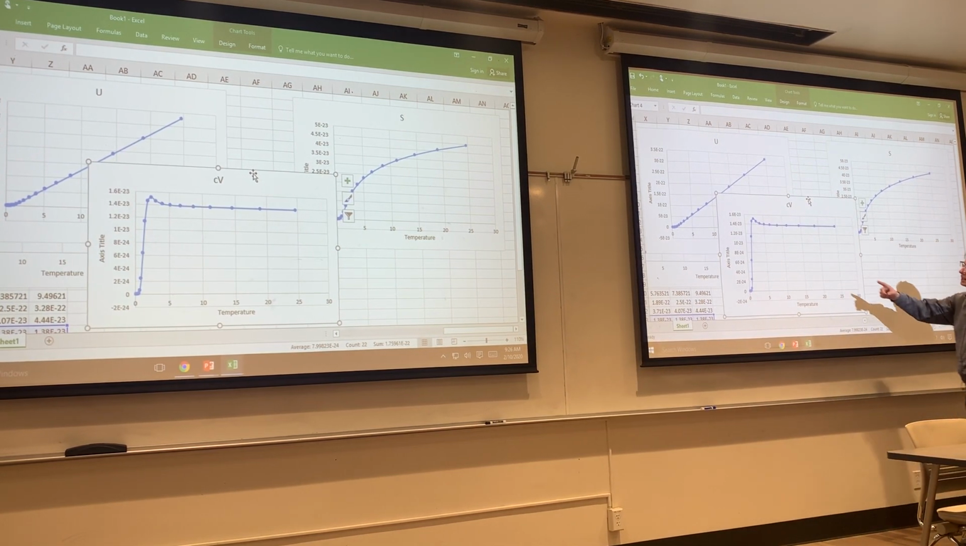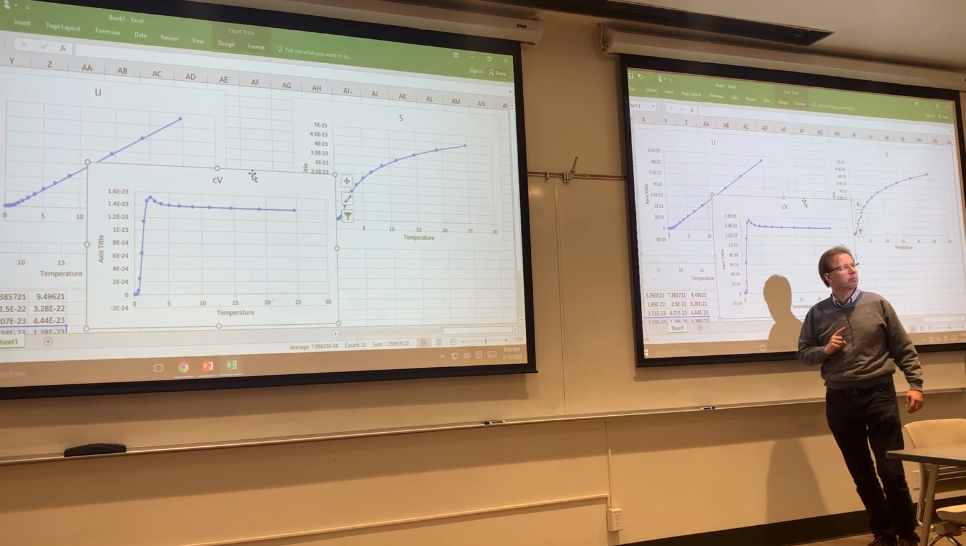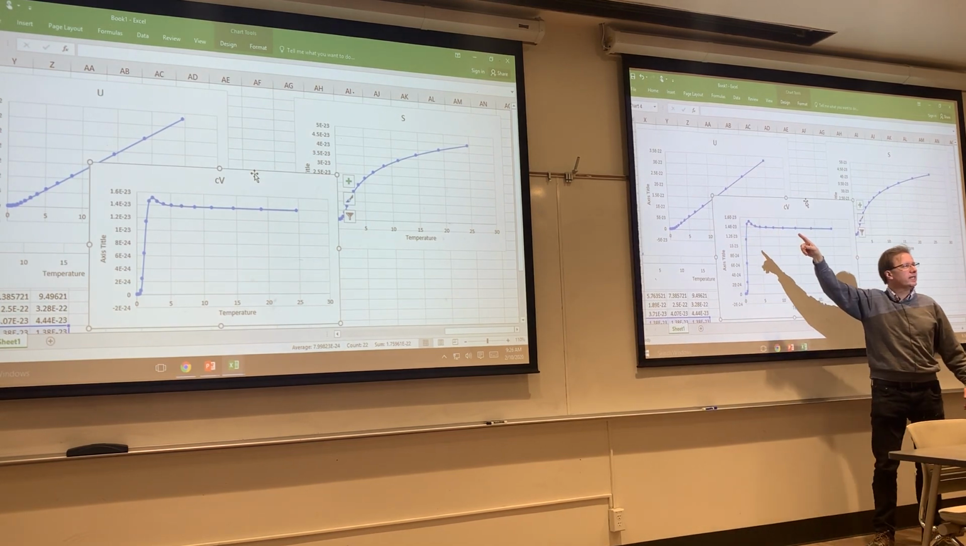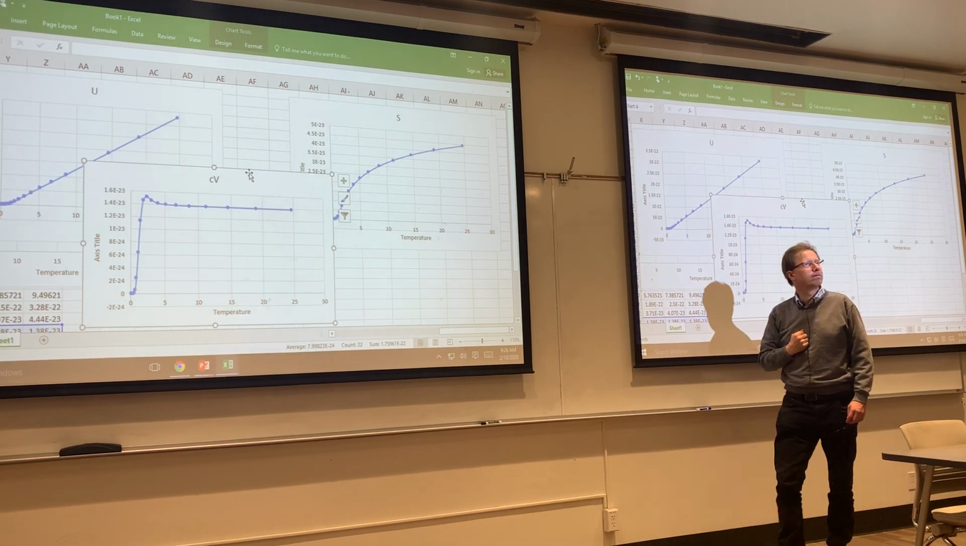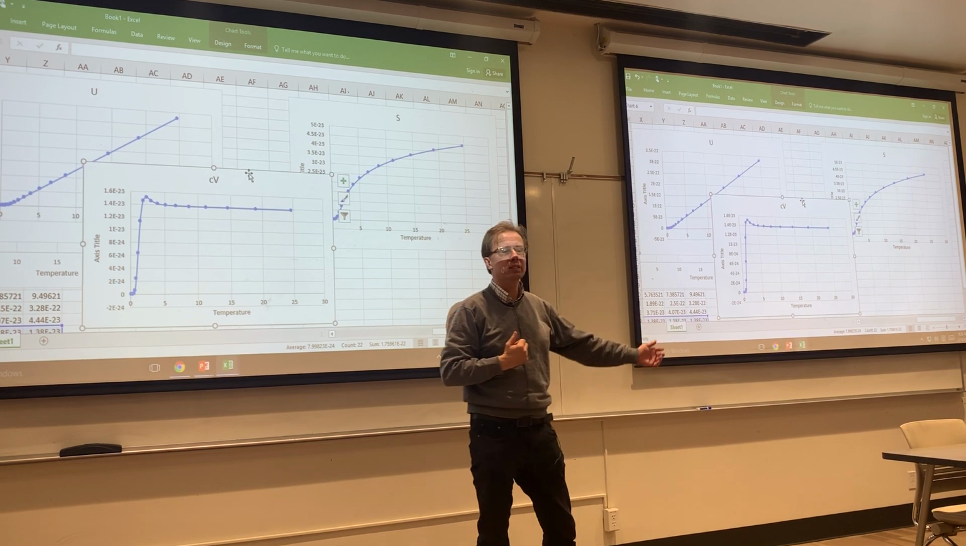And the heat capacity is at the same time kind of going up. And then, at some point, it overswings a little bit, and then it stays constant. The heat capacity. If you go further on, it stays constant.